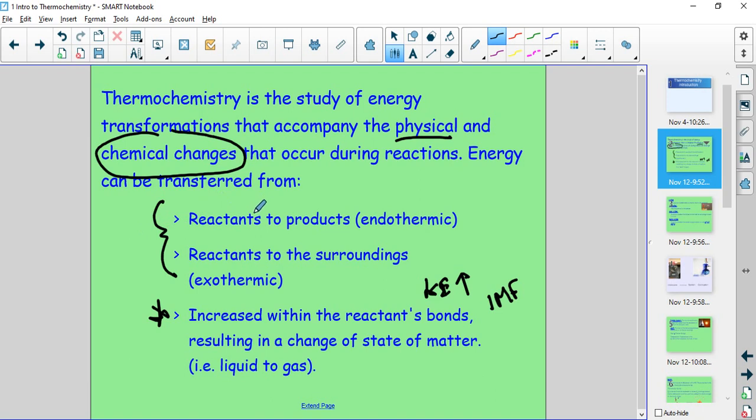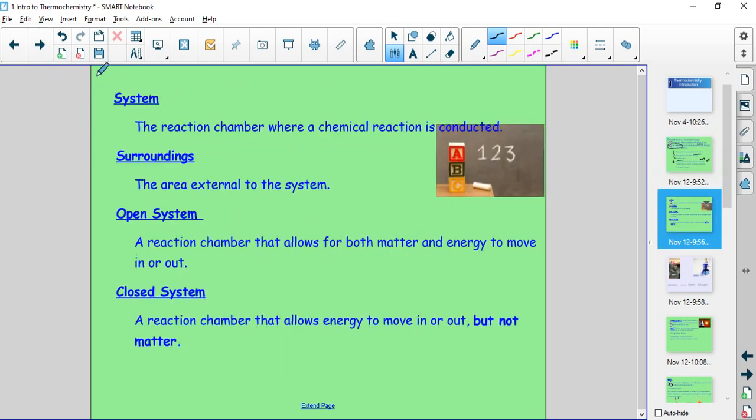We're going to see how energy can travel from a reactant to a product or from reactants to surroundings. And these terms, endothermic and exothermic, we will review shortly. First, though, some definitions. A system is anything that is inside the chemical reaction that is happening inside of your flask. Surroundings would then be on the outside. So all of the surroundings are on the outside. System is on the inside.